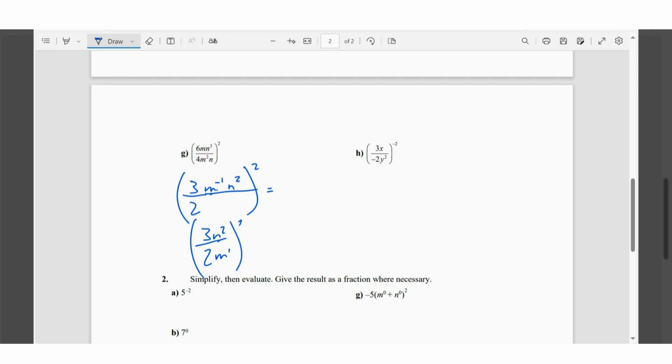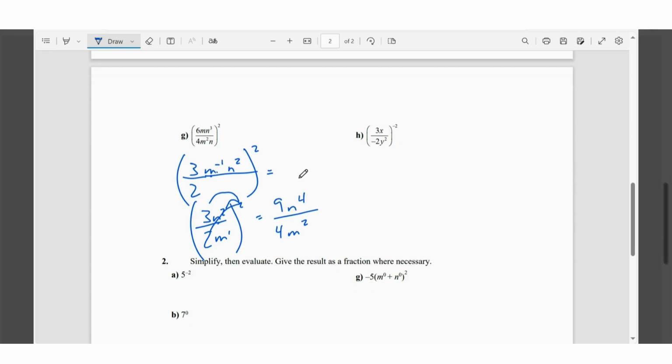And now this whole thing is squared, so let's distribute inside. So we got 3 squared is going to give us 9, and we can multiply those exponents, n to the 4 over, this is going to square the 2. 2 squared is 4, and m to the 2. You could have, I suppose, if you want, distributed this inside from the beginning. I like to simplify first and then distribute, but it really doesn't result in a different answer.